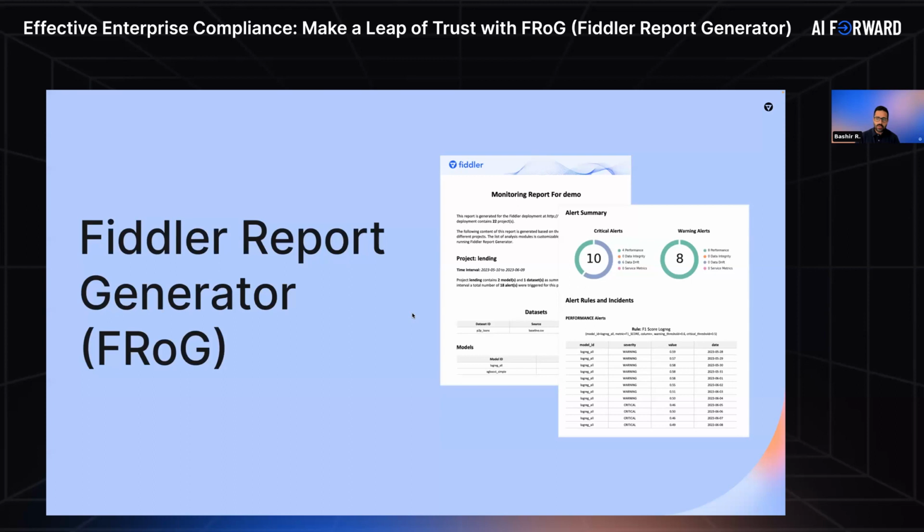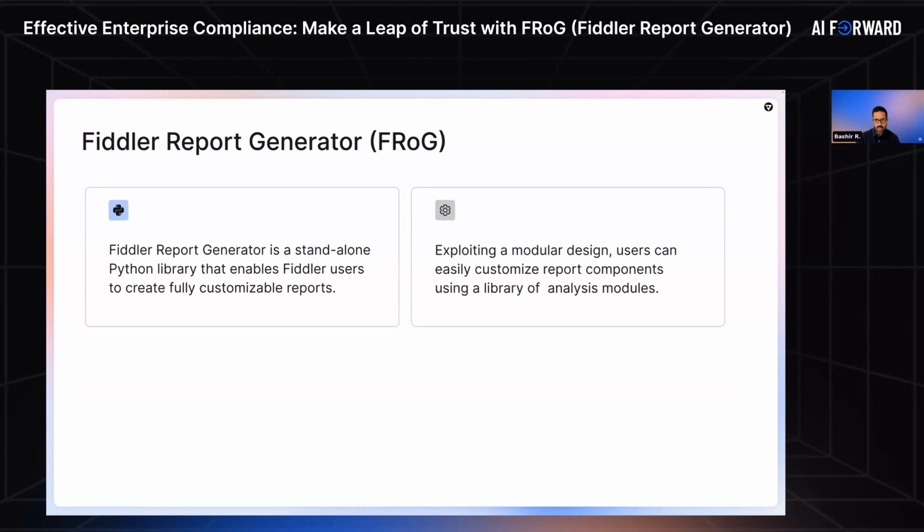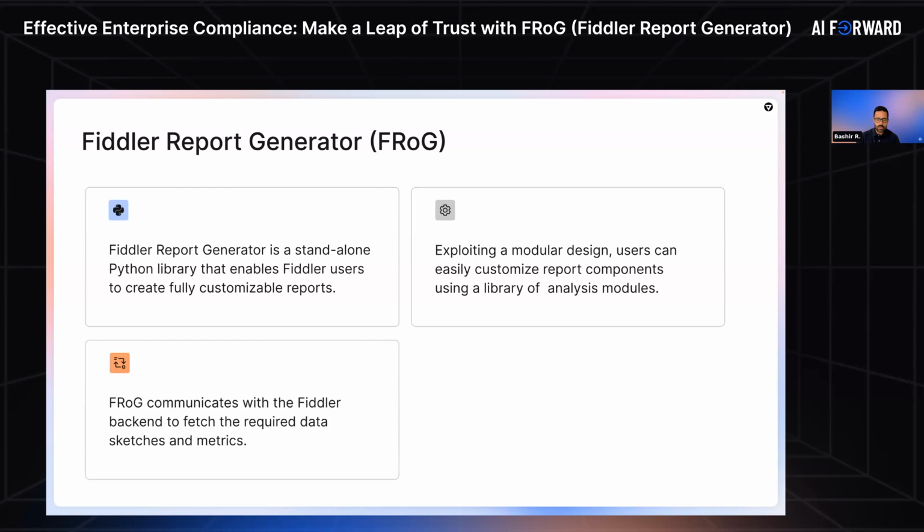So, what is Fiddler Report Generator? Fiddler Report Generator is a standalone Python library that enables Fiddler users to create fully customizable reports. By exploiting a modular design, users can easily customize report components using a library of analysis modules. FRoG communicates with the Fiddler backend to fetch the required data sketches and metrics. And finally, reports can be generated in different output formats, such as PDF and docx.